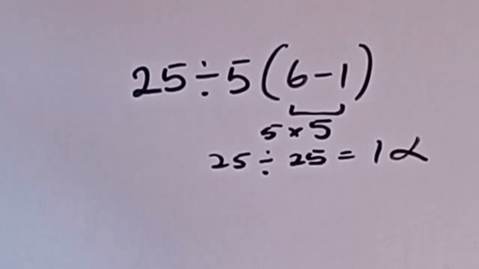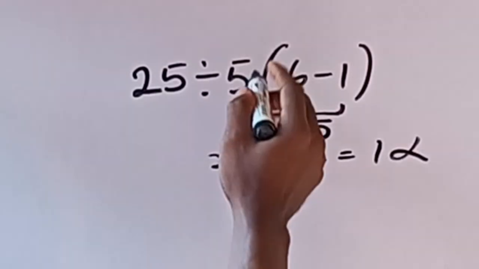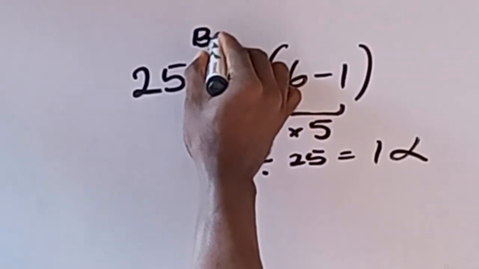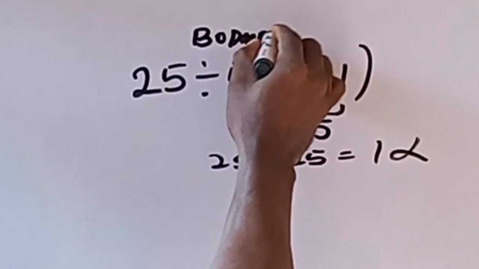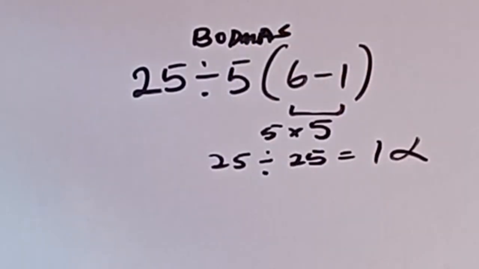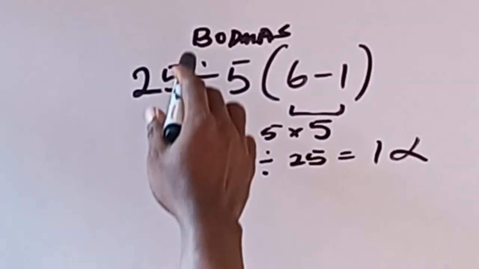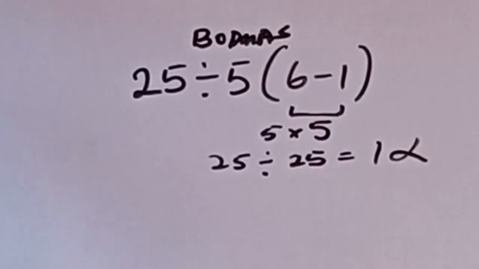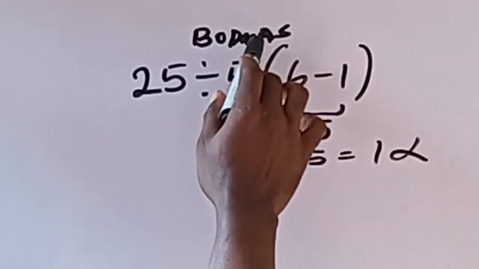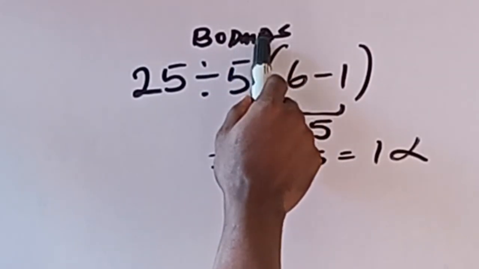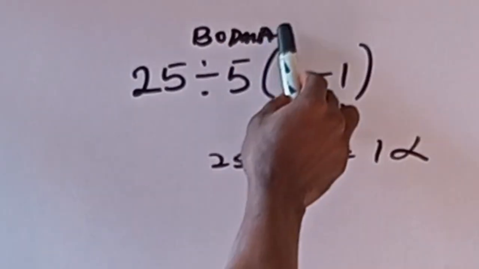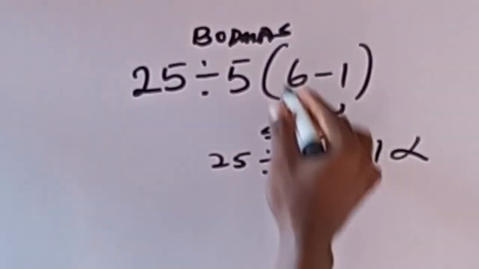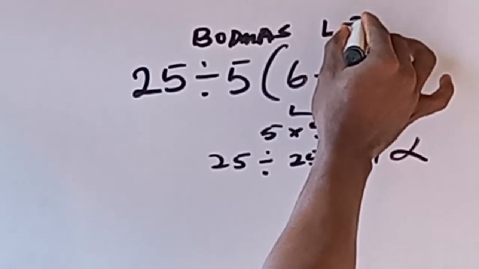Why? Because according to the order of operations, BODMAS or PEMDAS, we have to first of all do the bracket. B stands for bracket, O stands for of, D stands for division, M stands for multiplication, A stands for addition, and S is subtraction. And we are solving this question from left to right.